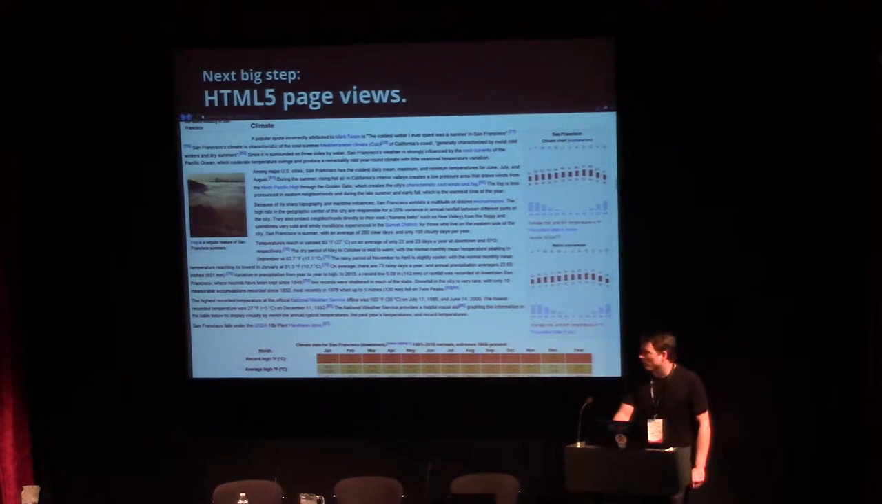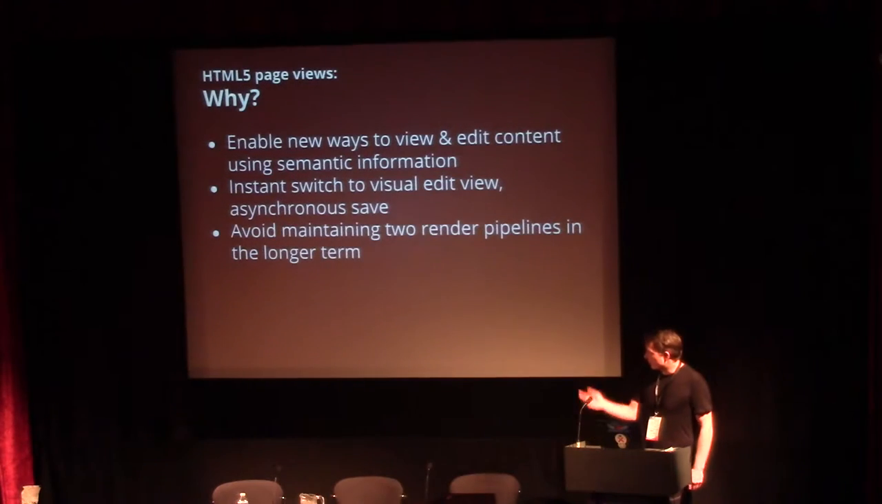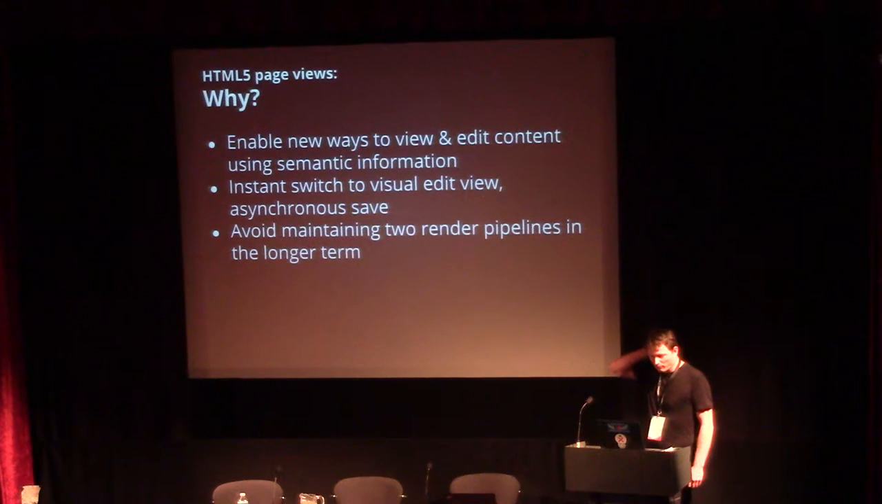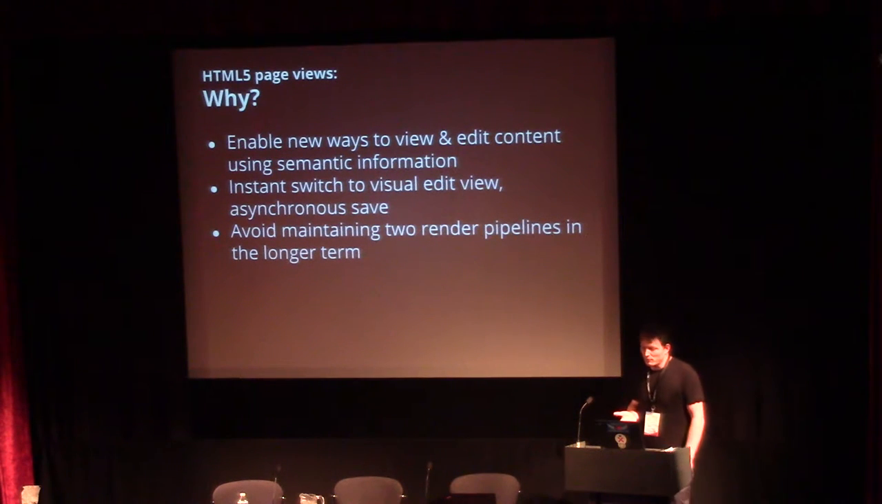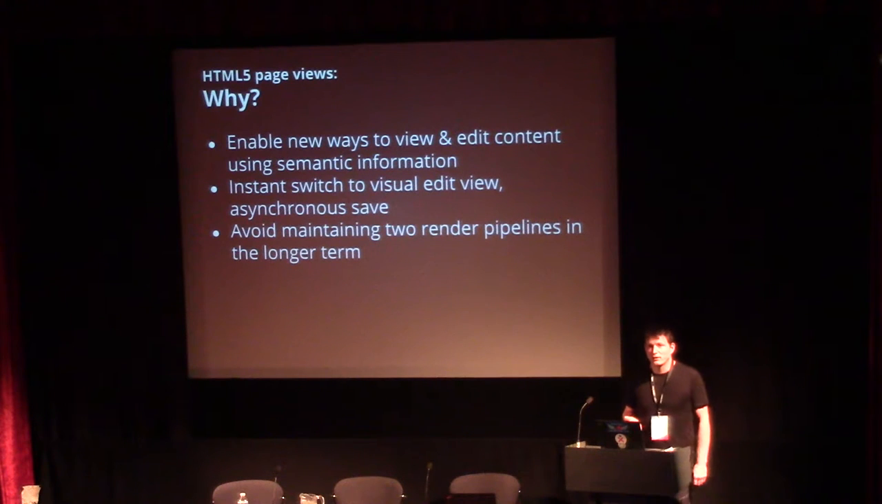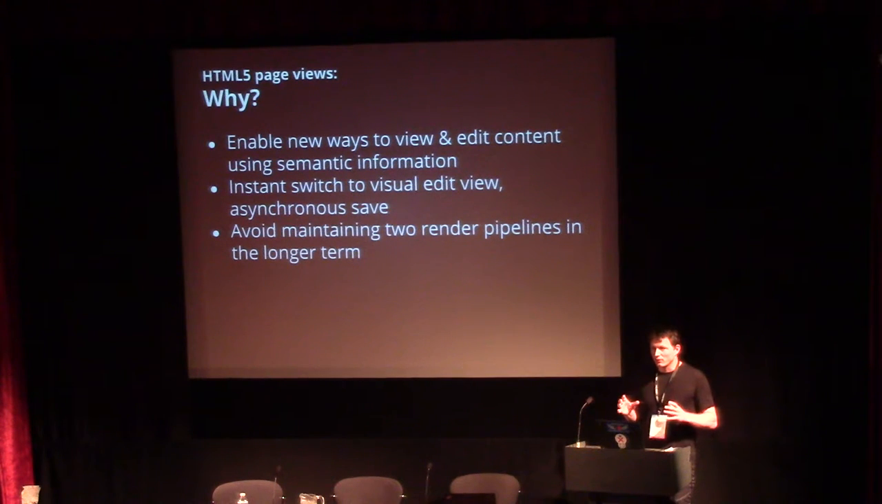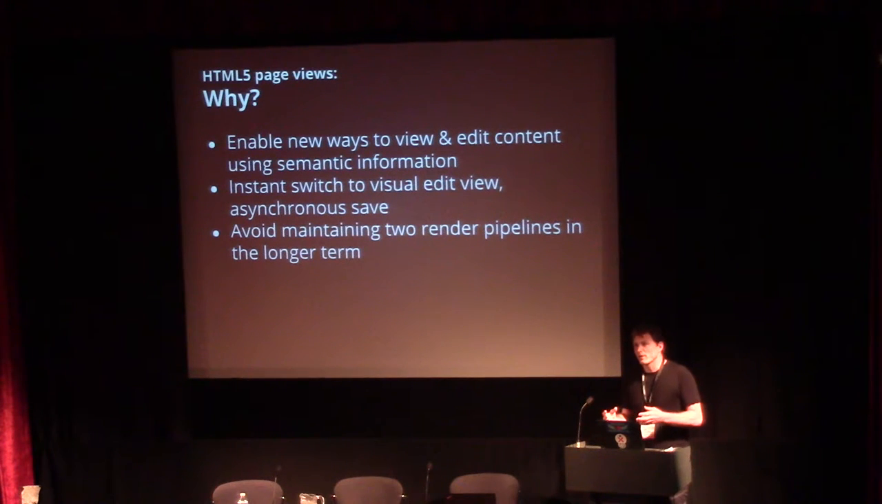The next big step, however, is HTML page views. So we want to use this Parsoid HTML for actually serving a normal page view outside of Visual Editor. And it already looks pretty nice, but there's more to do. But why are we trying to do this? One of these motivations is to enable new ways to view and edit the content by using the semantic markup. It also, by already using the same HTML that is also necessary for editing, we can directly switch to edit view without actually reloading the page.